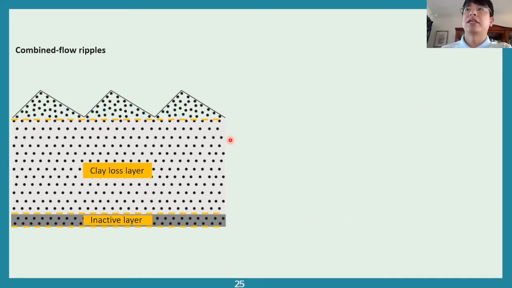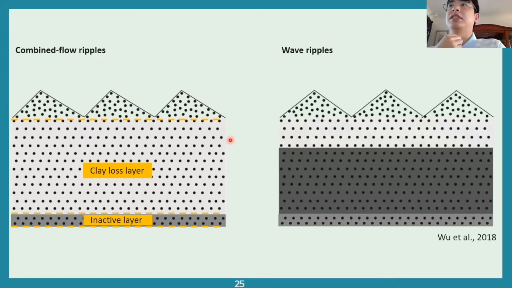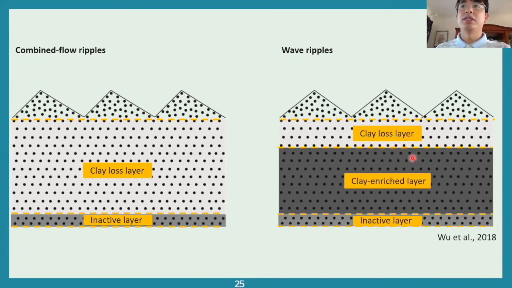Actually, such clay dynamics also exist below wave rippled beds. This picture shows the sedimentary texture below equilibrium wave ripples, modified from Wu et al. 2018. As you can see, below the wave ripples there was a clay loss layer. However, below this layer there was a clay enriched layer, which means quite a lot of clay moved downwards and was stored in this layer.